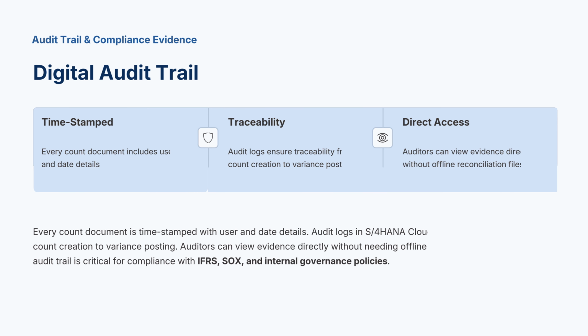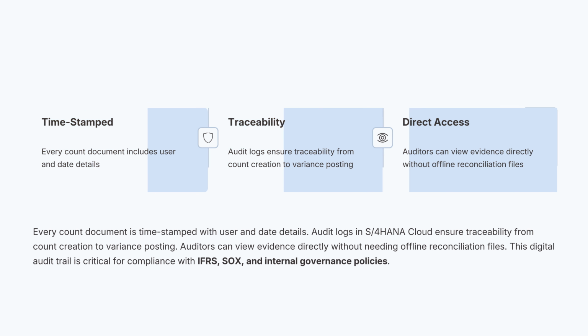Audit trail and compliance evidence. Every step in cycle counting generates a digital audit trail, from document creation to variance posting. Each record contains user ID, timestamp, and changes made. Auditors can review evidence directly through SAP without needing separate reports. This ensures traceability and compliance with corporate and regulatory standards like SOX or IFRS.